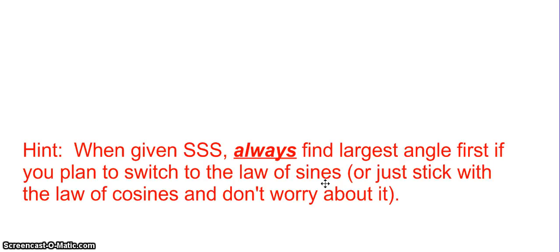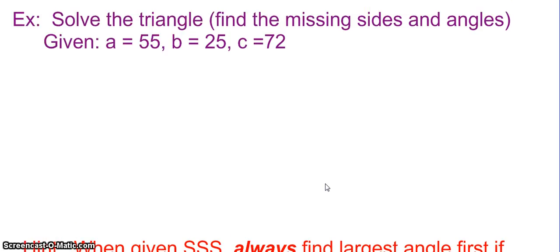So that would be what I would tell you to do. Just use law of cosines twice, find two of the angles, and then subtract from 180 to find the third. But if you want to switch to law of sines, you can, but you have to find the largest angle first, otherwise you will potentially, not always, but potentially create a false triangle solution. Okay, so go ahead, pause the video, and try to do this.